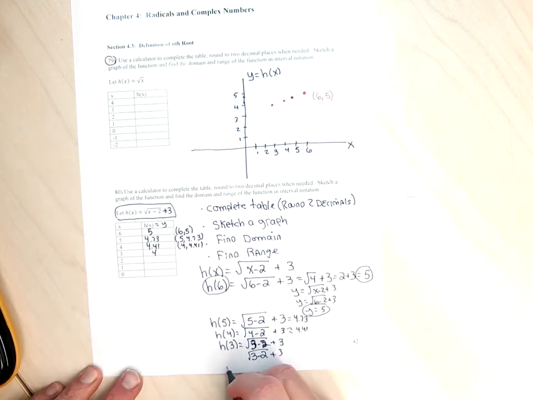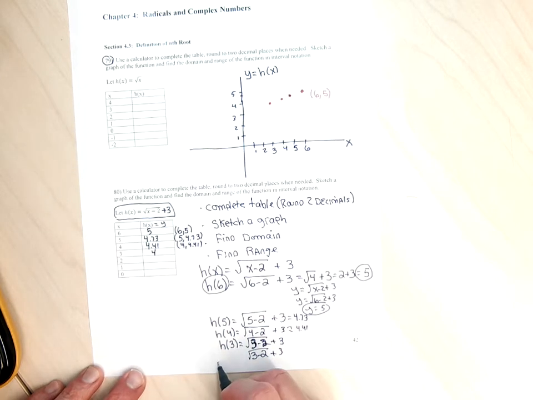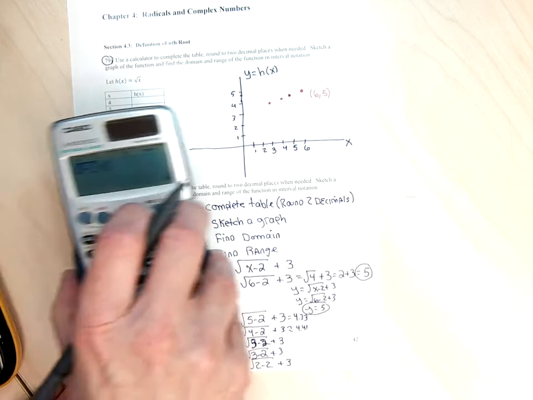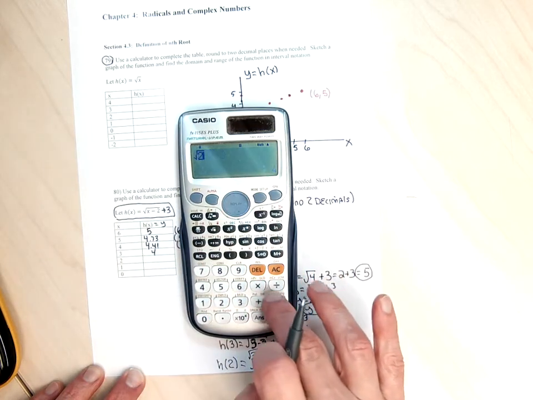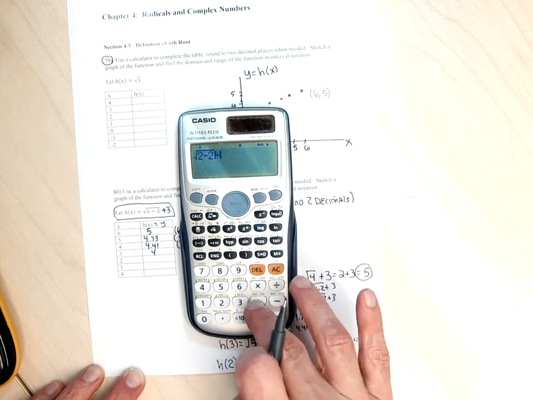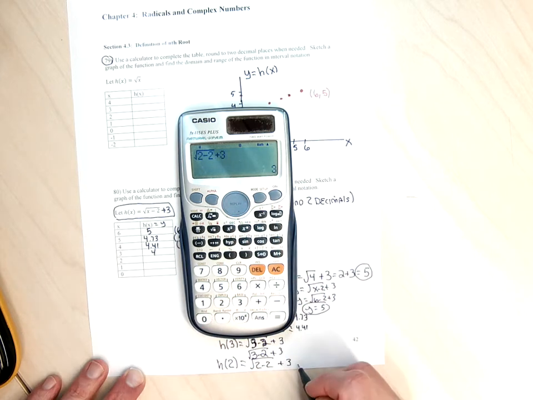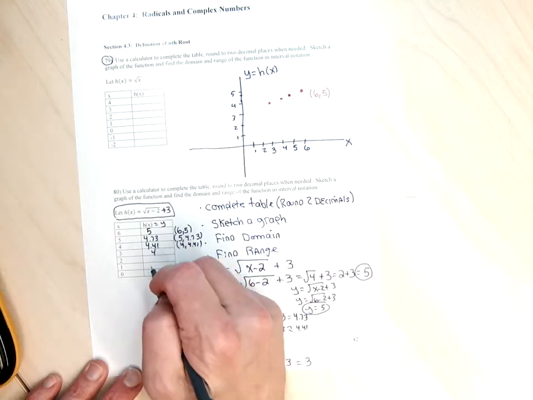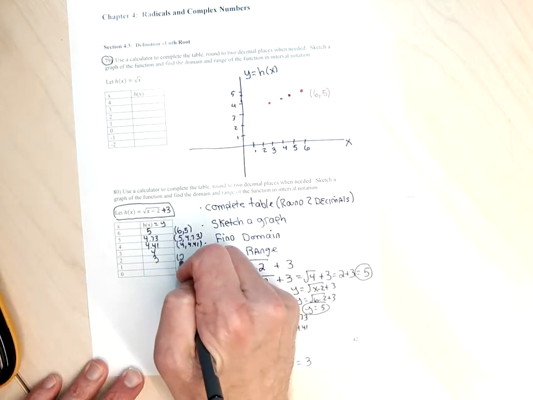I'm going to do h of 2. And h of 2 is going to be the square root of 2 minus 2 plus 3. And that I could do without my calculator as well. But I've got my calculator. It's more accurate generally than I am, and it's faster. That gives me 3. So exactly 3, and that's going to represent the point 2, 3.